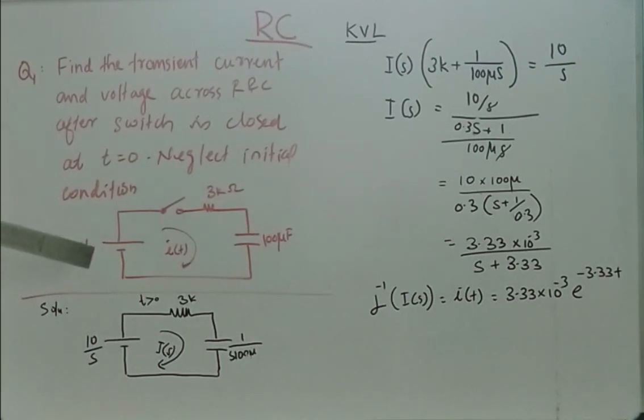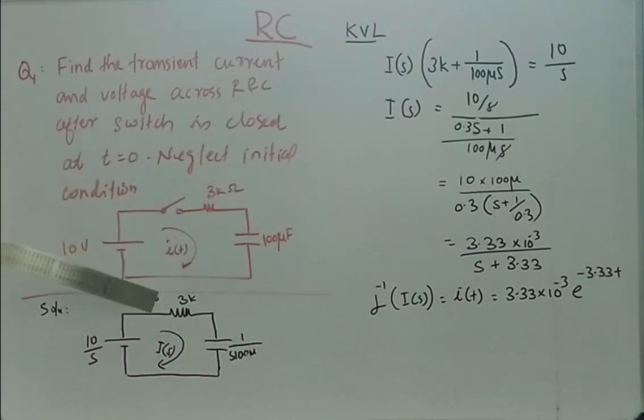Here we have a DC voltage source of 10 volt, and the resistance value is 3K and the capacitor value is 100 microfarad. Whenever this switch is closed at t equal to 0, current i(t) will flow through the circuit. In order to solve this transient problem, it is easier to convert this network into an S-domain network like this. This 10 volt becomes 10 by S.